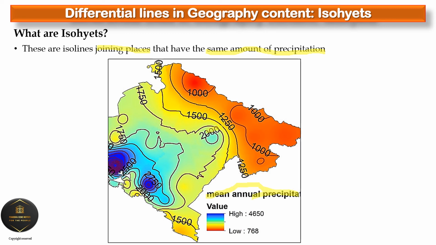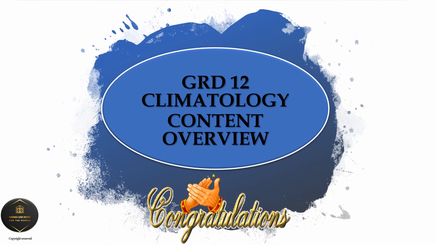So this is 2000 millimeters, 1500, 1250, 1000, 1000, and so on and so forth. So those lines are showing us, or are joining, places of equal precipitation. Yeah, so I hope you understand.